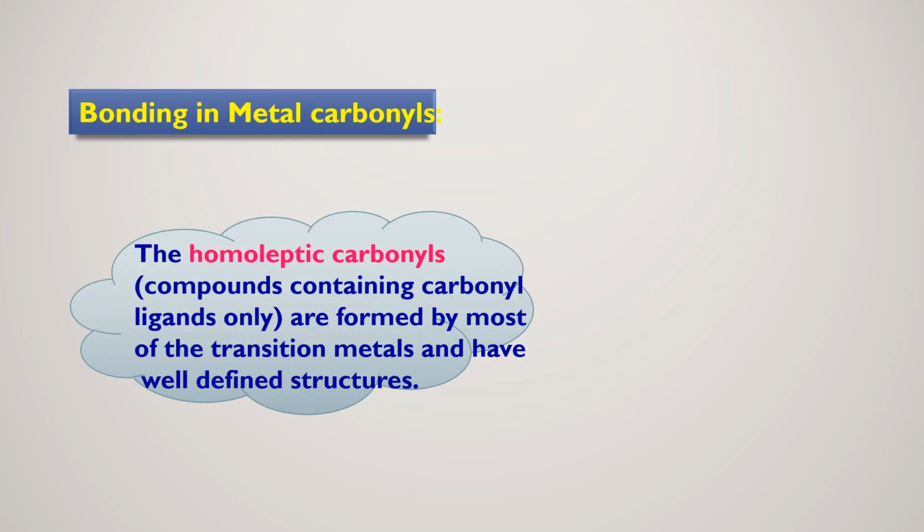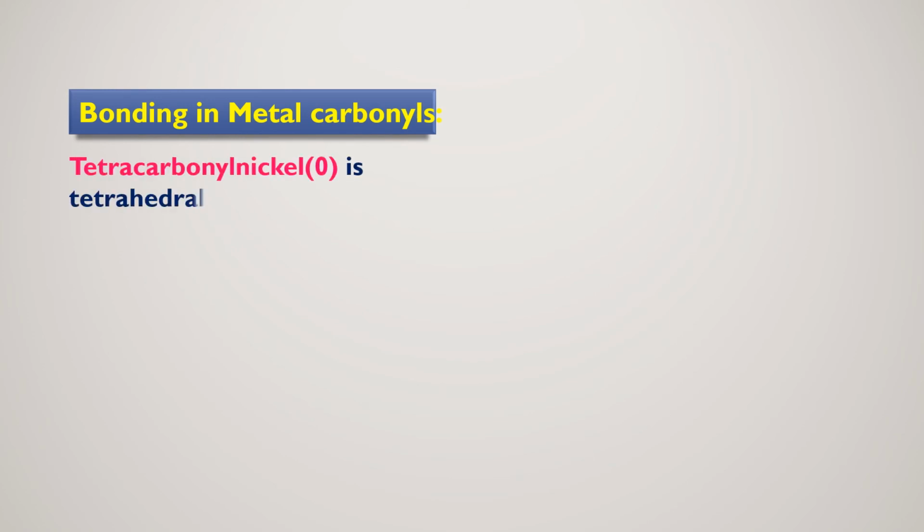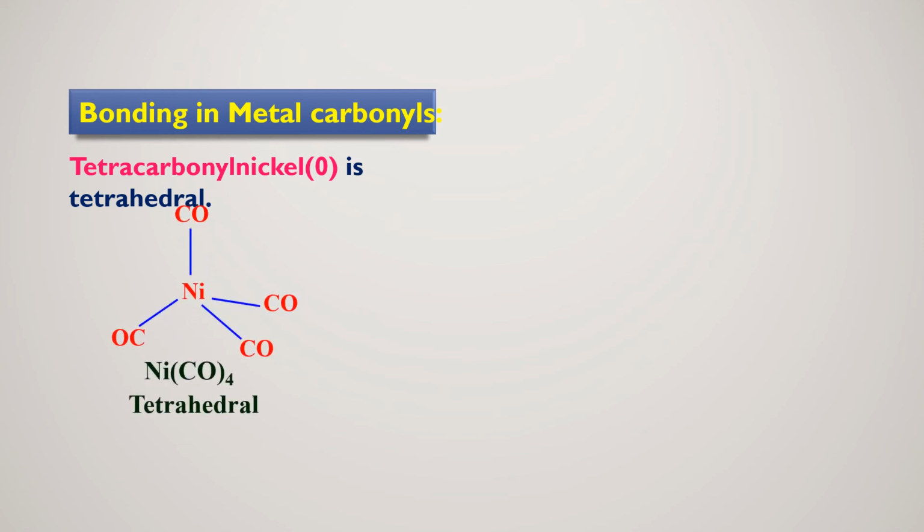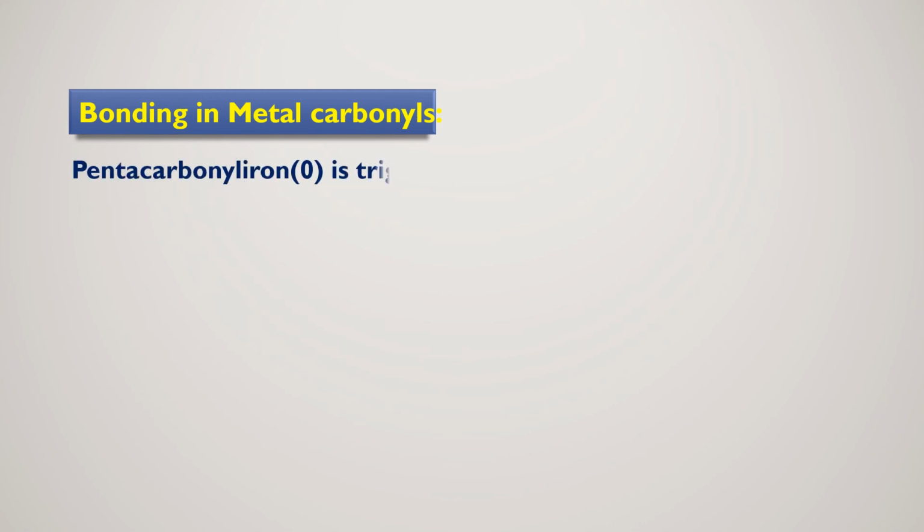Homoleptic carbonyls means containing only carbonyl as a ligand in a complex. The complex is made up of one kind of ligand, carbonyl. Homoleptic carbonyls are formed by most of the transition metals and have well-defined structure or geometry. See the first one, tetracarbonyl nickel(0), is tetrahedral. Already we know the shape of the tetrahedral structure. Then if the coordination number is 5, pentacarbonyl iron(0) has a trigonal bipyramidal structure.